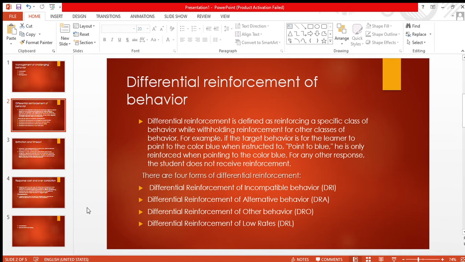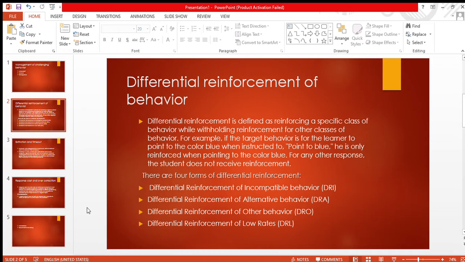So what is this differential reinforcement? It is reinforcing a specific class of behavior. If we want to reinforce a target behavior to increase it, we will reinforce it in one way. If we want to get a specific response, we will give reinforcement in another way. If we want to reduce the occurrence of the behavior, we will give the reinforcement in another way. So this is how we reinforce in different methods.